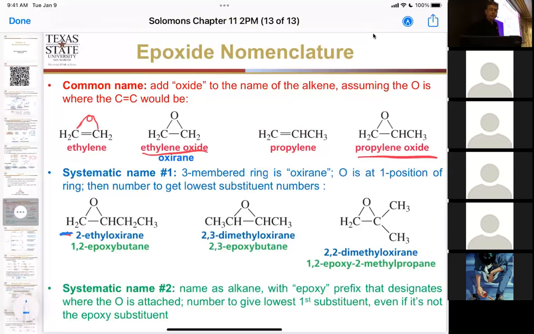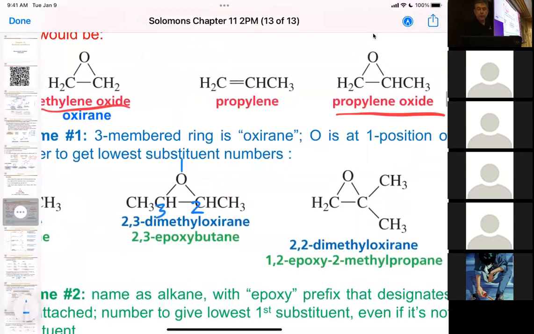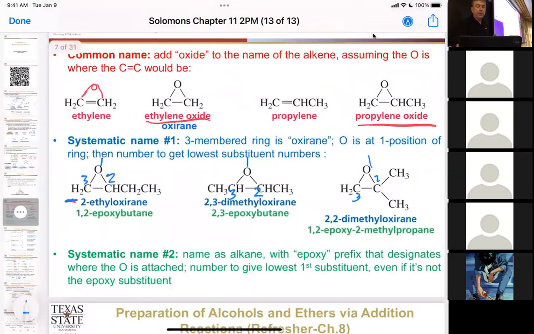But why is it 2? Well, in this nomenclature, we go 1, 2, 3. So we have it on that system. Okay, and let's look at this next one here. We have 1, 2, 3. So that means we have a methyl group on the 2 and a methyl group on the 3. And if we go to this one right here, 1, 2, 3, we have 2 methyl groups on our 2. So that's one way to do that, and that's if you're going to name it for oxirane.